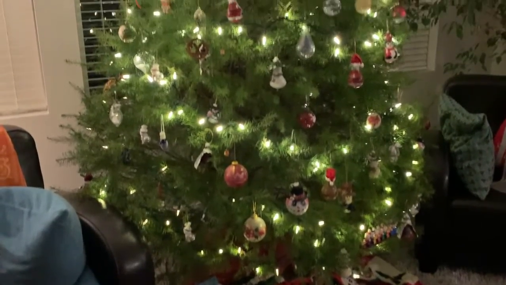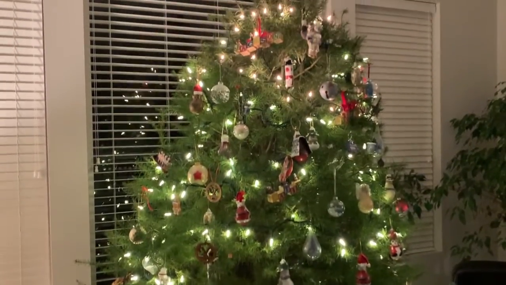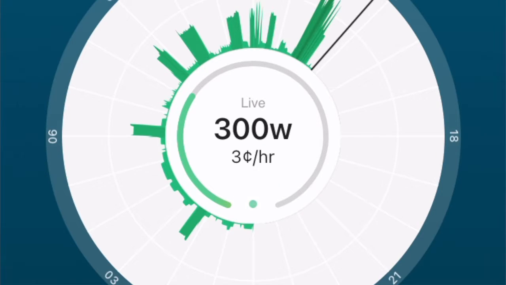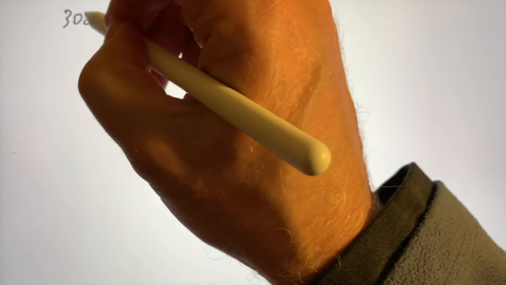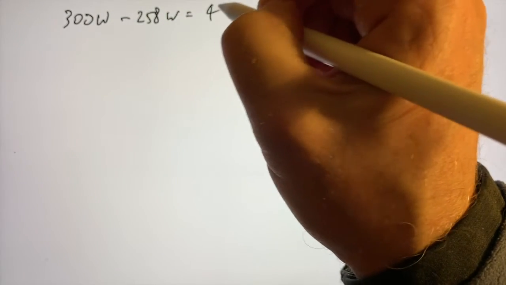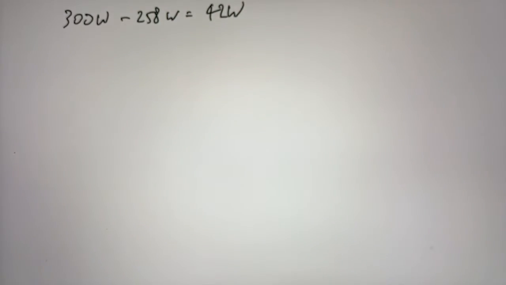So what does all that mean? Well, with the Christmas tree, you can see that when I shut the lights off on the tree, it went from 300 watts, which was the total amount that the house was using at that time, down to 258 watts. So a drop of 300 watts to 258 watts is a total of 42 watts.